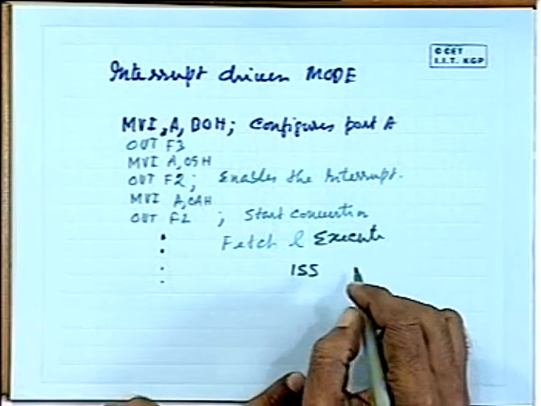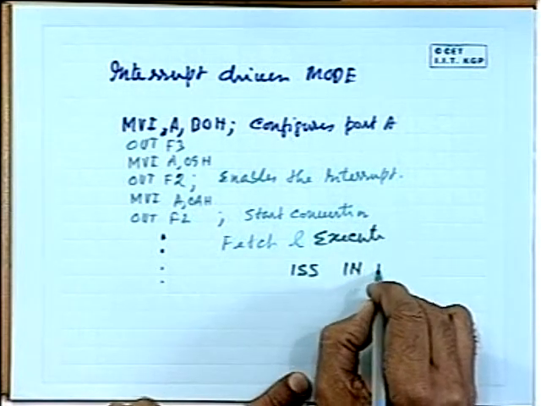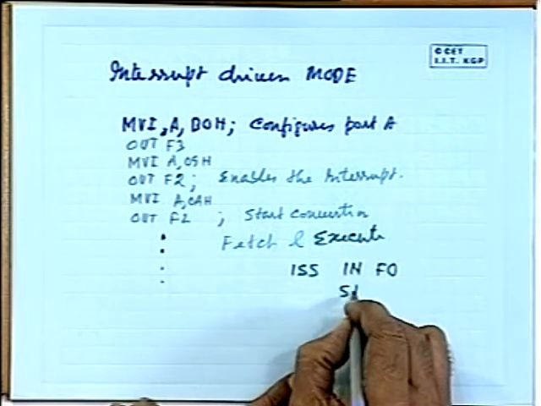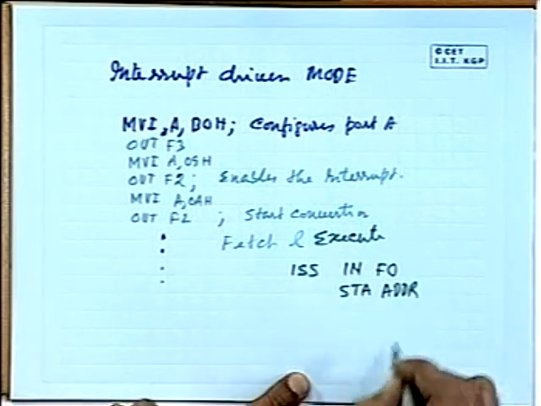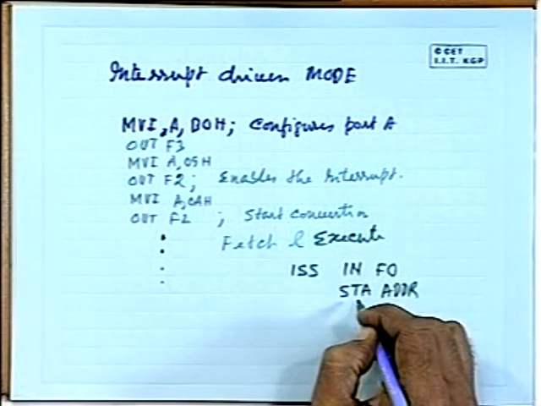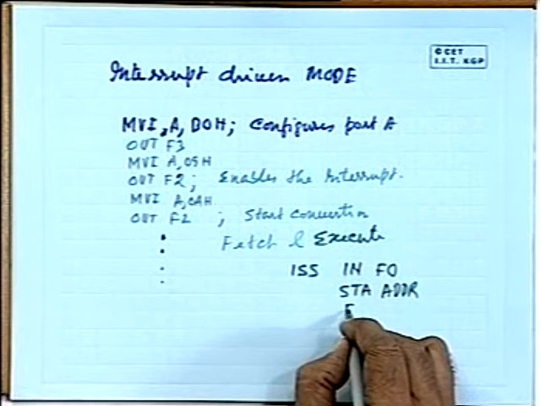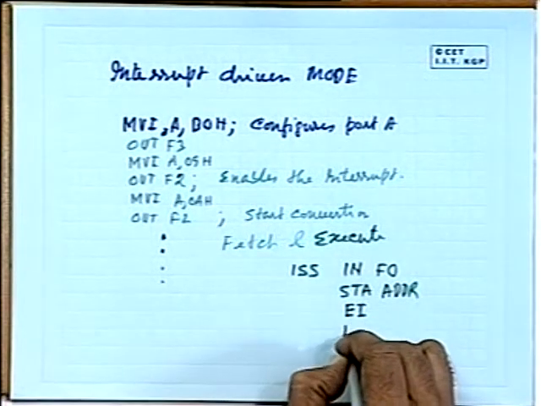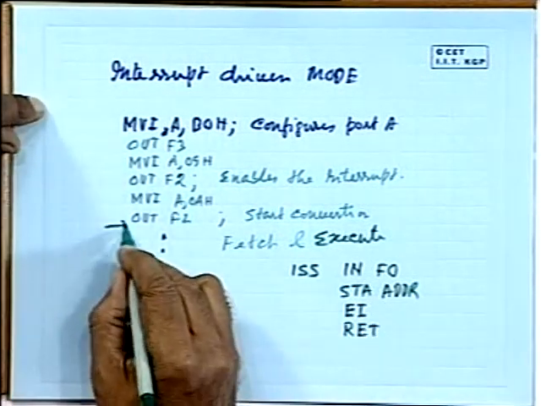And in the interrupt service subroutine, the corresponding code will be, it will read the data, read F0, then it has to store the data into the memory, some address. Then, as you know, whenever an interrupt comes, it has to be disabled. So, it has to execute another instruction to enable the interrupt before it returns, then it will execute the return instruction and it will go back to this point.